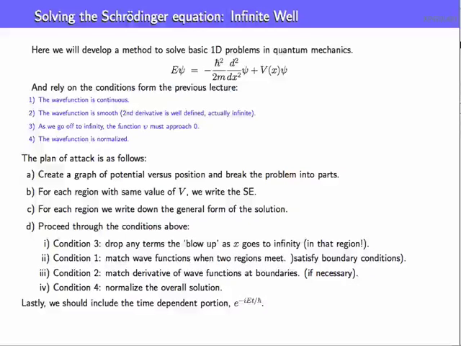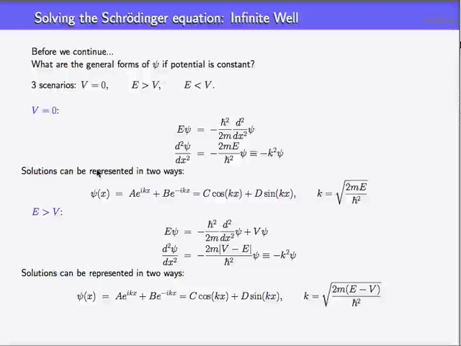So what we need to do is find the general forms here if the potential is constant. If the potential is constant in a particular region, there's three possible scenarios. The potential is 0, the energy of the particle is greater than the potential, or the energy is less than the potential. Those are the three possibilities. So let's go through those in turn. The easiest is V equal to 0. The Schrodinger equation takes this form.